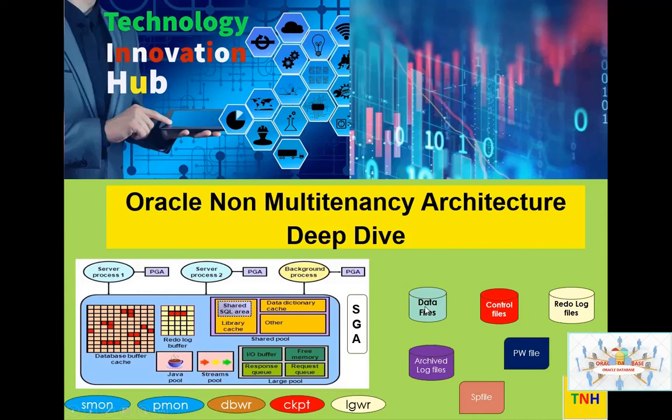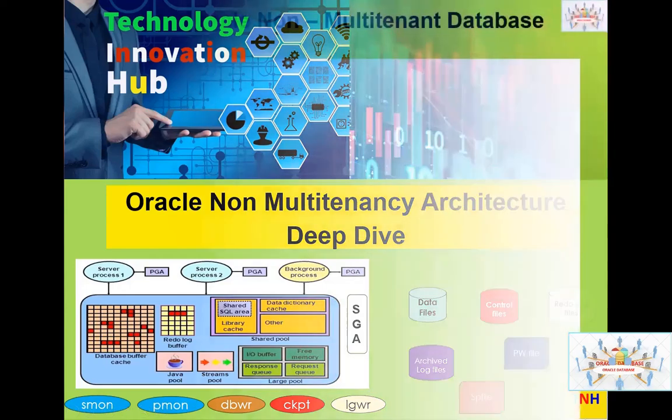We know in an Oracle database there are three key file types: data files, control files, and redo log files. And the password file and archive files, I mean the SP file, these things are key files, but not database files. So let's learn more details and let's start the architecture deep dive.